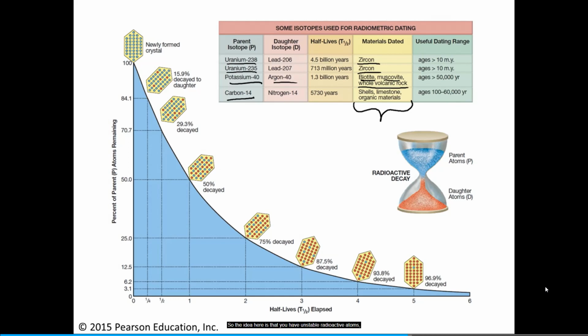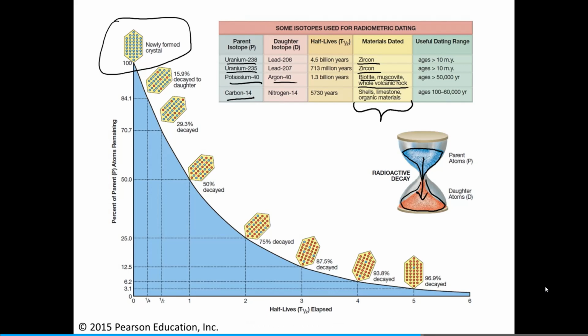So the idea here is that you have unstable radioactive atoms. These are called parent isotopes. And over time, they go through a process of radioactive decay, which generates energy and basically produces stable new atoms that are called daughter isotopes. You start off when you have a newly formed crystal. The structure of that crystal is such that it happily incorporates the parent isotope, but it will actively exclude the daughter isotope. As time goes by, the daughter isotope is produced through radioactive decay. It's shown here with these red dots. And as those red dots accumulate, that basically is an indication that that crystal is older.